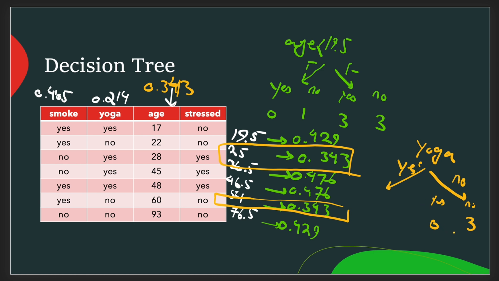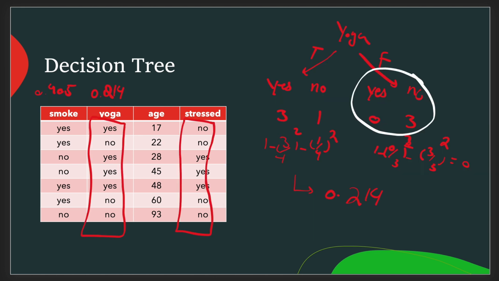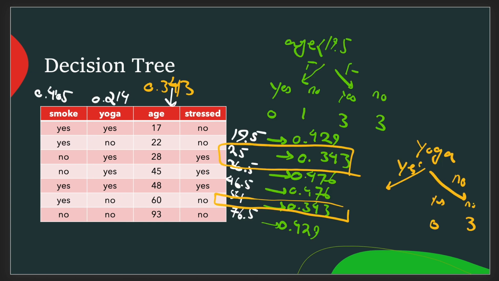Which is good. It means that we don't have to continue and go deeper in this branch of the tree. But when we get here, what was calculated up here when they do yoga, it's 3 and 1. So if I go here and say yes and no, it's 3 and 1. Now the question is, do I want to continue going deeper in the tree to make it a pure node or not?